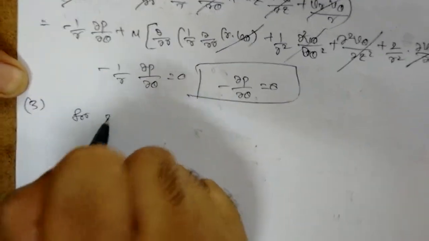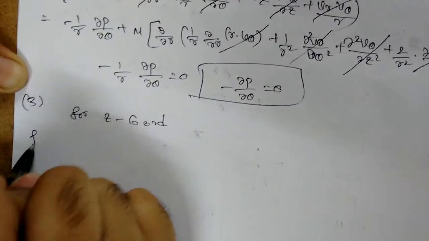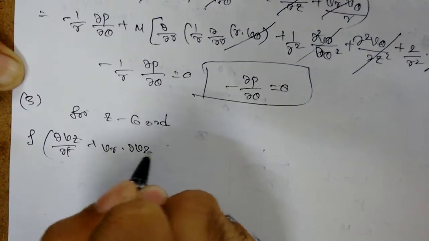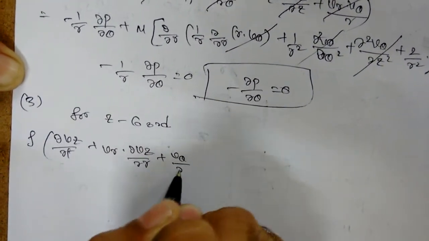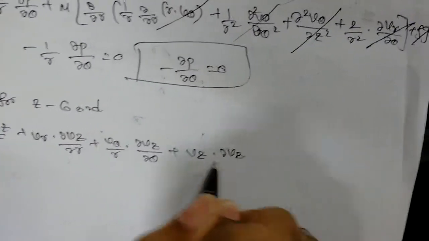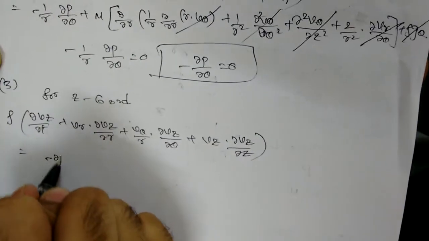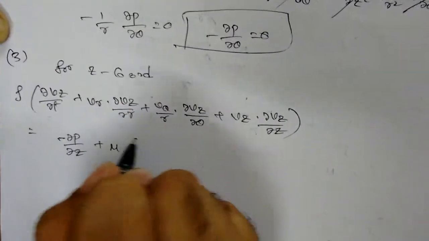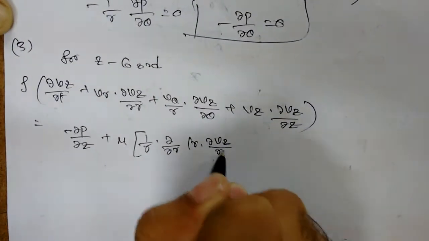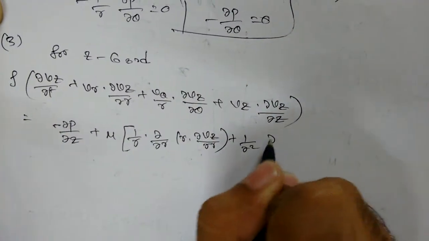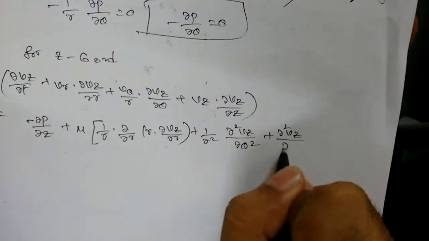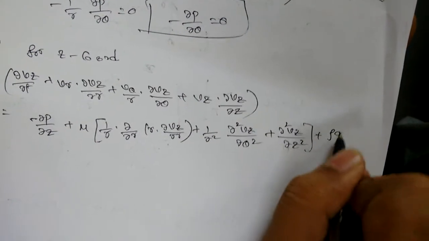And the third one is for the Z coordinate. For the Z coordinate we write rho into dou Vz by dou t plus Vr into dou Vz by dou r plus Vθ by r into dou Vz by dou θ plus Vz into dou Vz by dou z, equal to minus dou P by dou z plus mu into 1 by r into dou by dou r of r into dou Vz by dou r, plus 1 by r square into dou square Vz by dou θ square plus dou square Vz by dou z square, plus rho into gz.